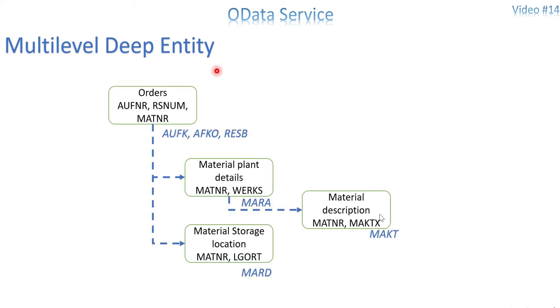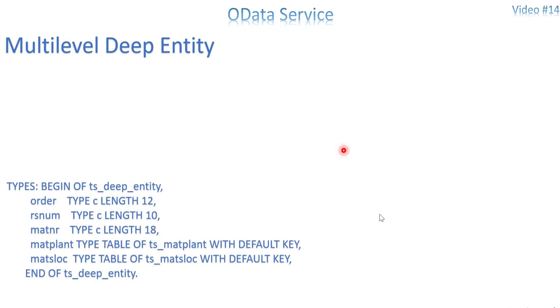Yeah. Okay. I'm going to get the orders from three different tables like AUFK, I'm going to get the order number, AFKO, reservation number, and RESB, material number. It's one select statement. I'm using left outer join. And then I'm going to get the material plant from, okay, this is wrong. Okay, it's MARC, not MARA, MARC, and this is MARD, storage location, and MAKT for description. Okay, yeah. So at the code level, this is the deep entity set.